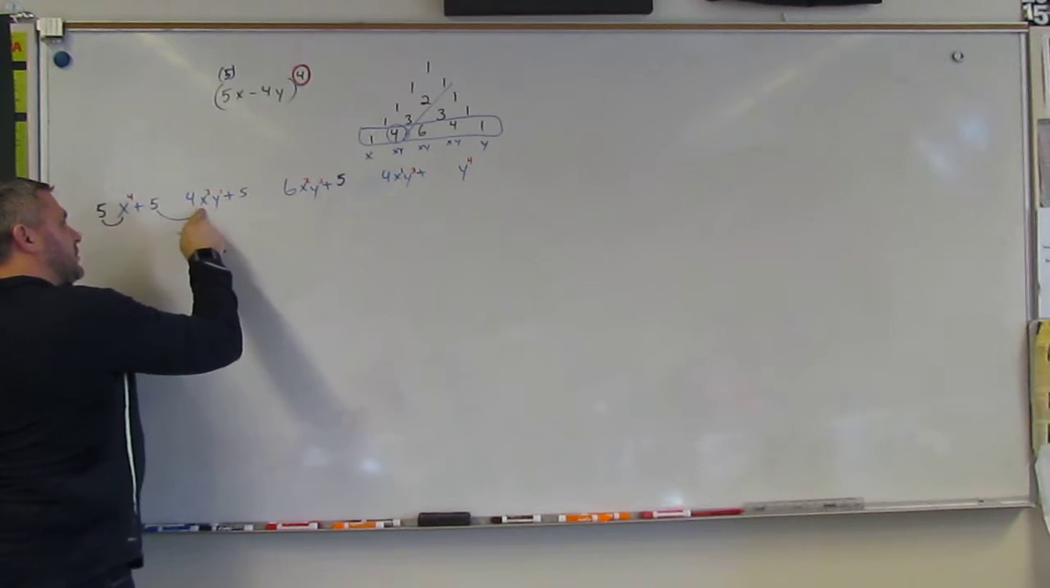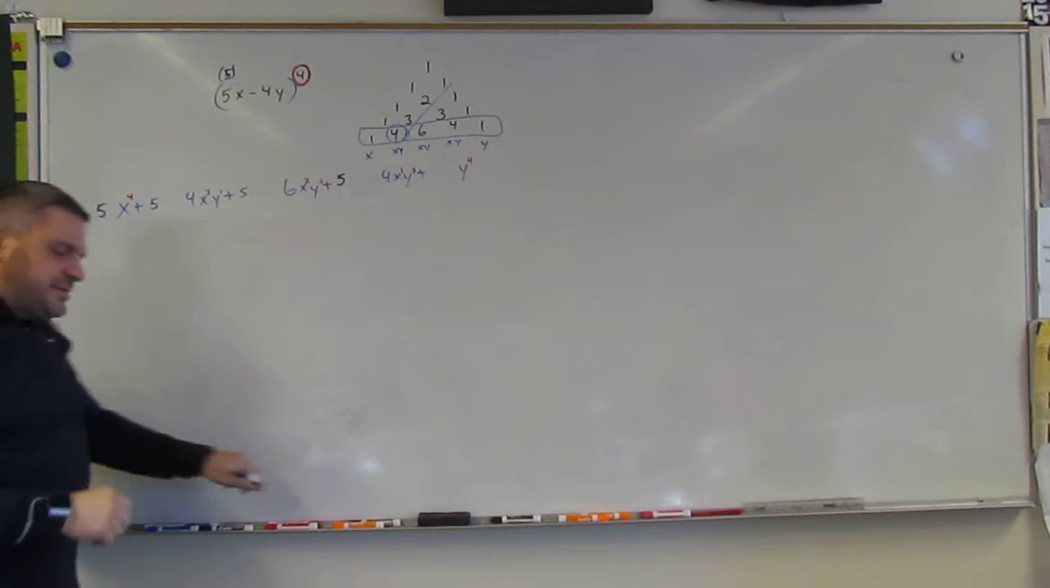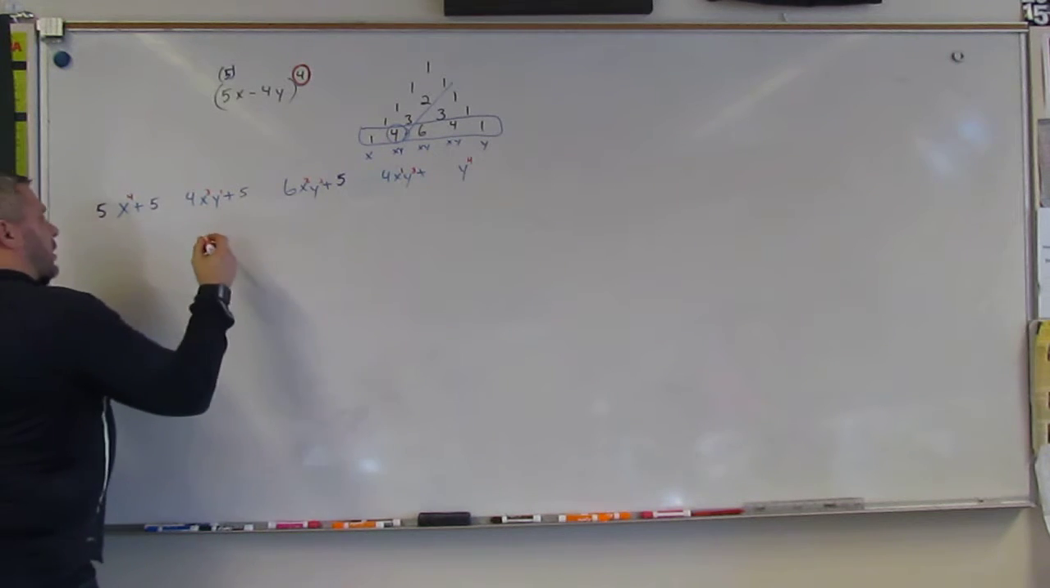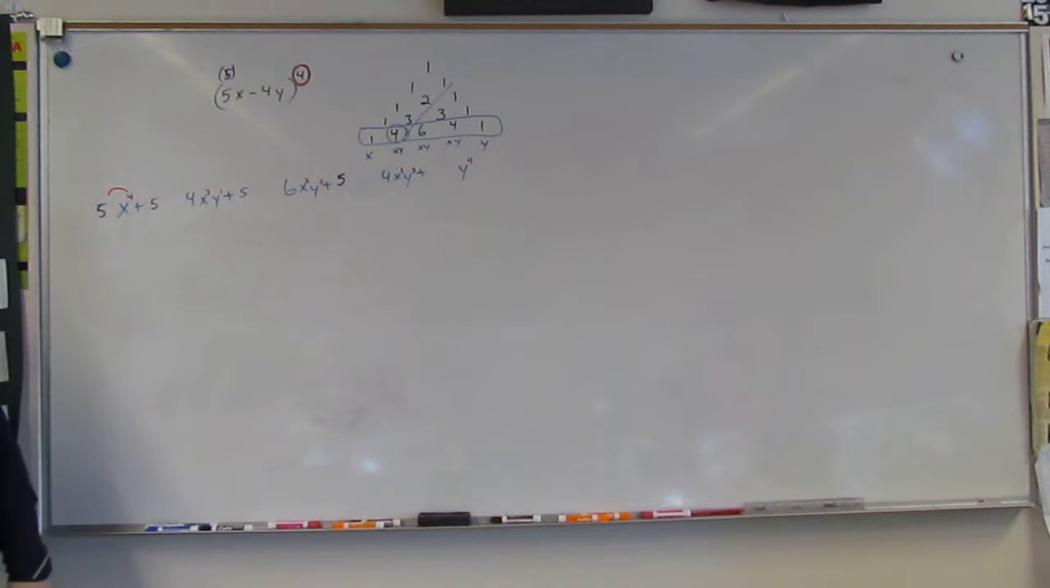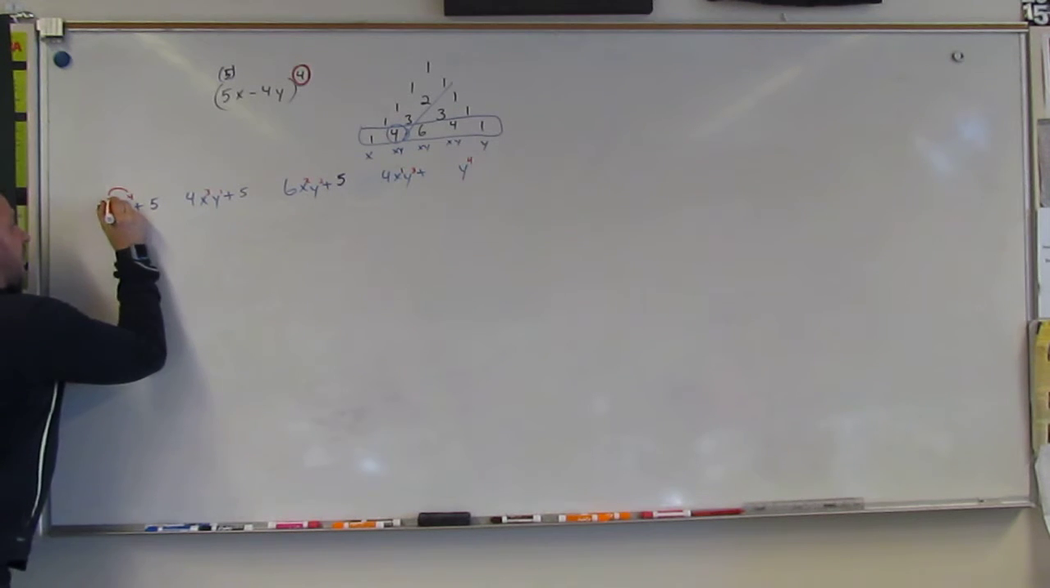But with those 5s, because they're tied to the x, right? We're going to tie this to it. Everything that's on the x. So the x has a 4 on it, right? So we're going to put a 4 on this 5.